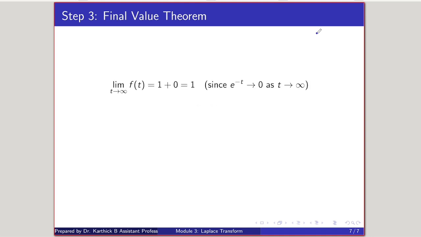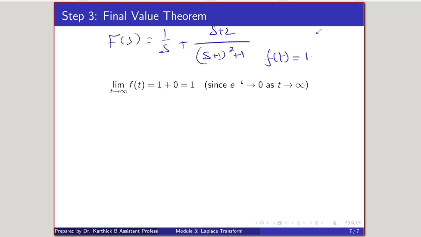Now I am going to evaluate the final value theorem. Already for the same problem we have found the capital F of s. What is our capital F of s? It will be 1 by s, then (s plus 2) by ((s plus 1) whole square plus 1). What do we mean by f of t? What have they given in the problem? It will be 1 plus e power minus t (sin t plus cos t). So this is the given problem, and we have found the capital F of s.